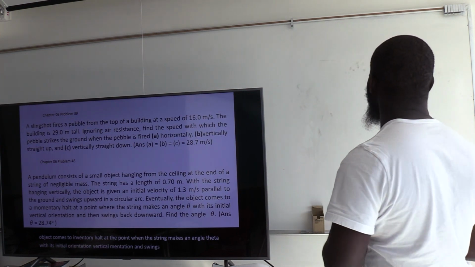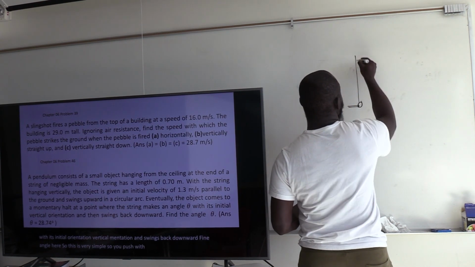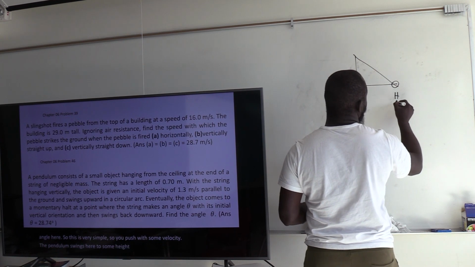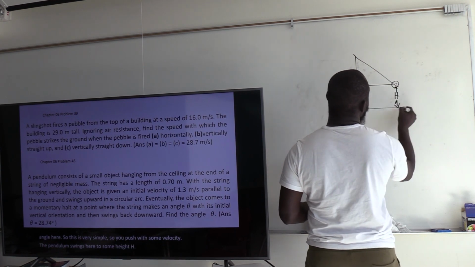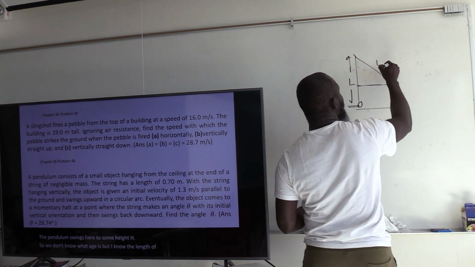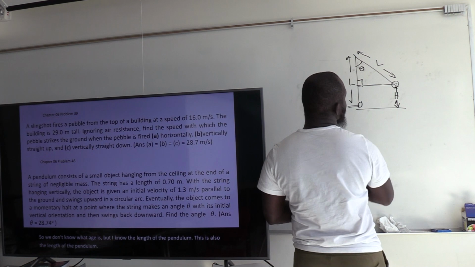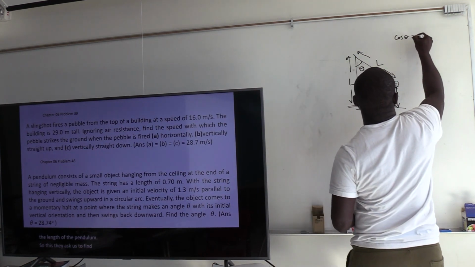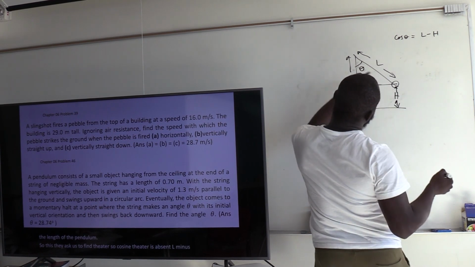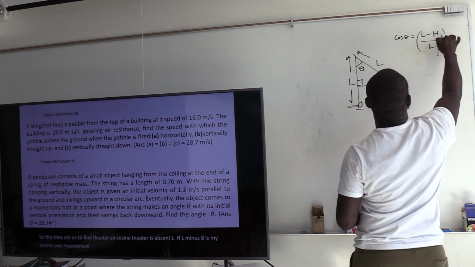Find angle theta. So this is very simple. You push with some velocity, and the pendulum swings here to some height h. We don't know what h is, but I know the length of the pendulum. This is also the length of the pendulum. They ask us to find theta. So cosine theta is adjacent, L minus h, over hypotenuse, L. So I know that. All I need to do is find h.